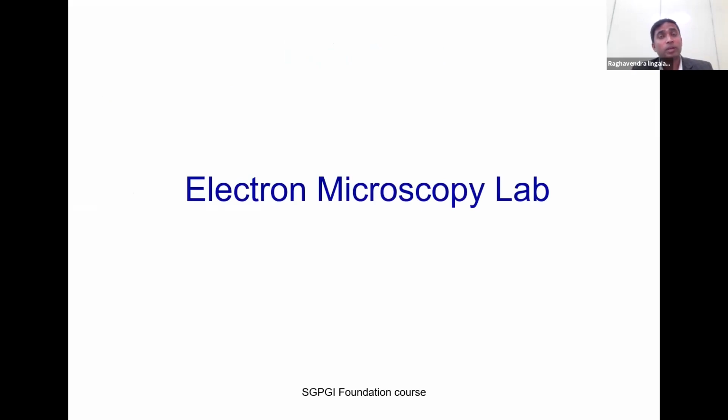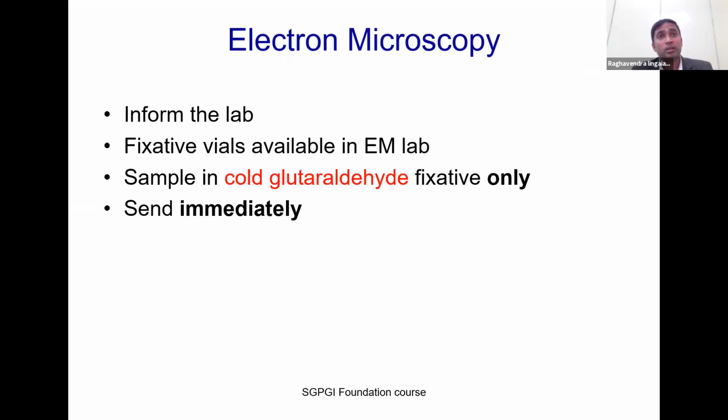We have an electron microscopy lab also in our department, and one of the prerequisites for this is that the sample needs to be sent in a cold collateral bed fixative only, and you can get it from the electron microscopy lab, the pathology lab on the ground floor. Inform the lab, get the vial, and send it immediately or as early as possible.